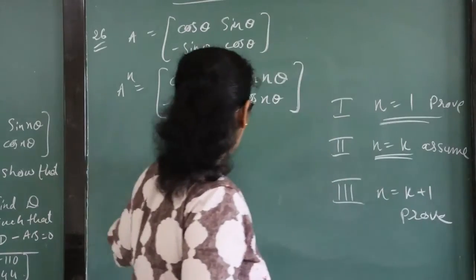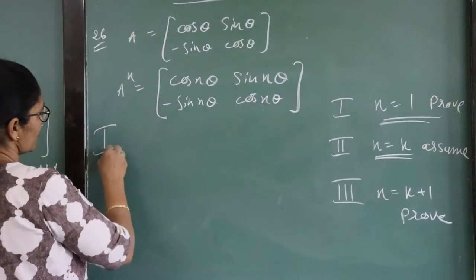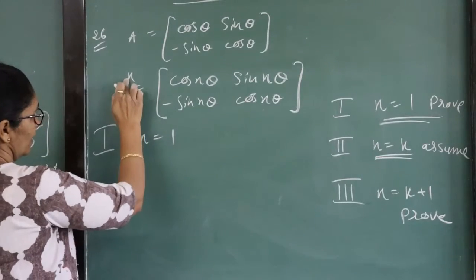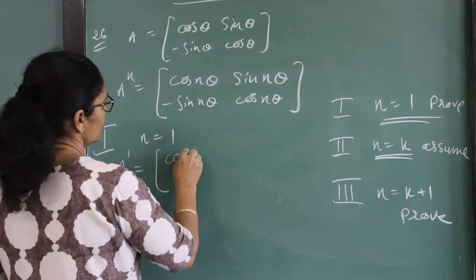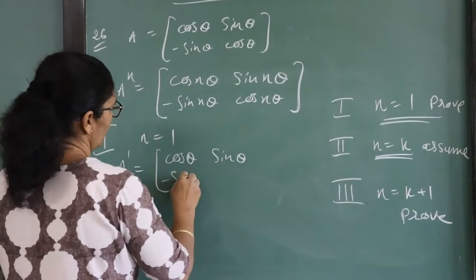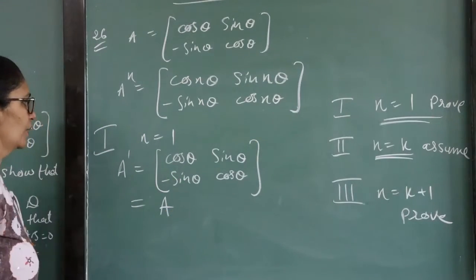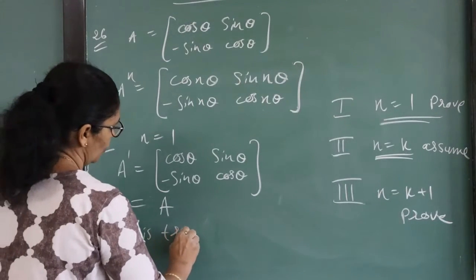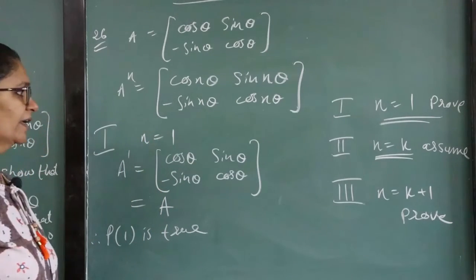So we will follow the same method here. So what is our first step? That we have to prove it for 1. So let's start the solution when n equal to 1. If we take n equal to 1 in your answer, n equal to 1 means A raised to 1. Wherever we have n, we have to write 1 for it. So cos theta, sin theta, minus sin theta and cos theta. What you get is your matrix A only. So we can say, therefore P of 1 is true.